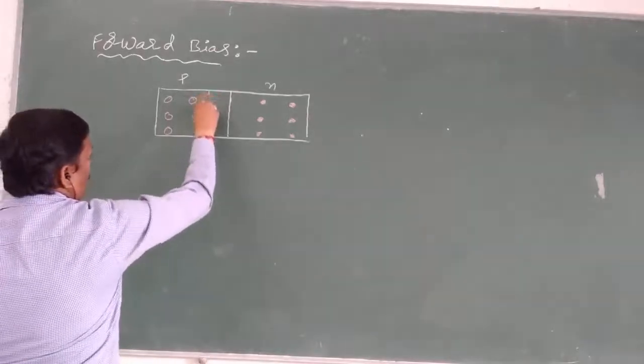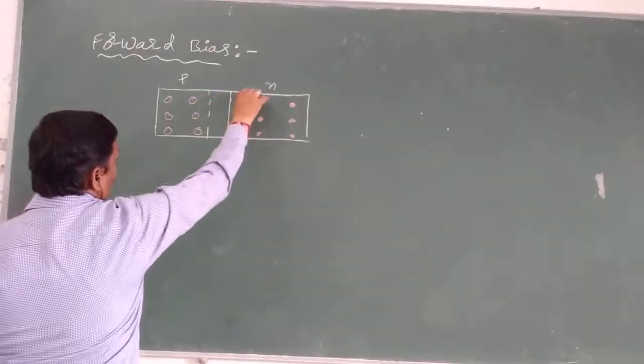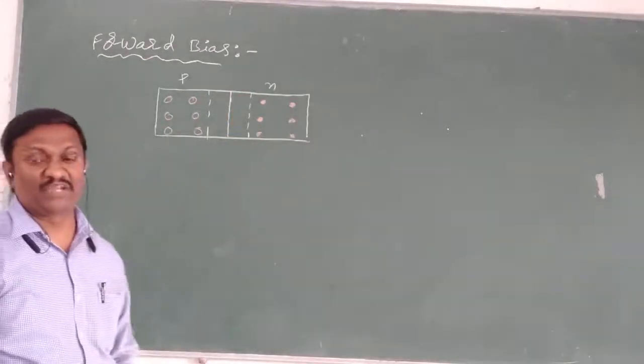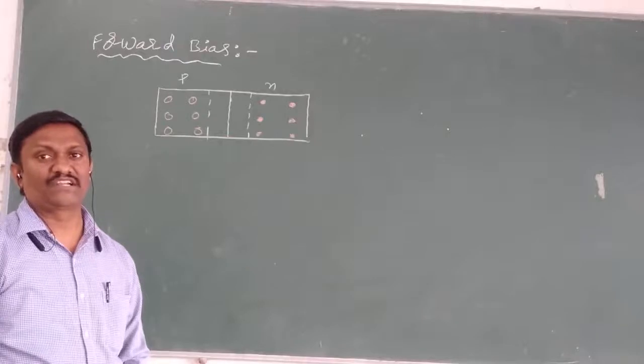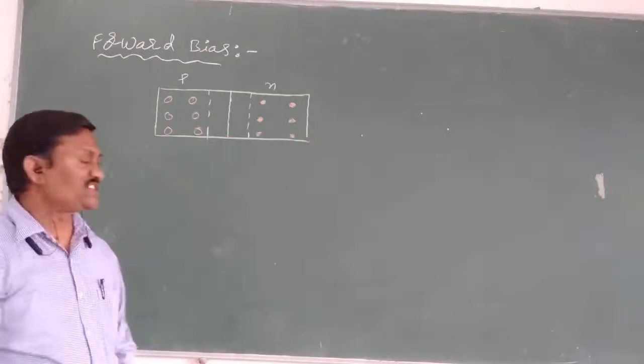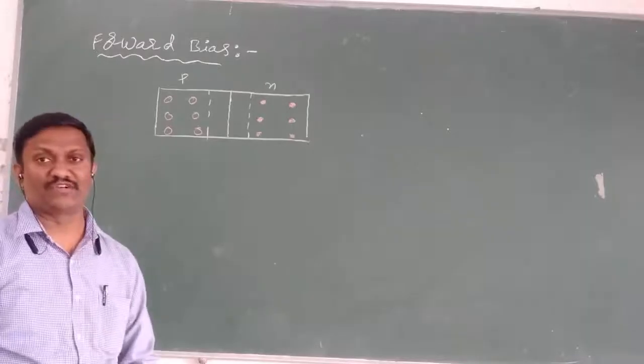A narrow region which forms on either side of the junction, which depletes further movement of charge carriers, is called the depletion layer. Inside the depletion layer, generally minority carriers are existing. So that is about the diagram of a PN junction.